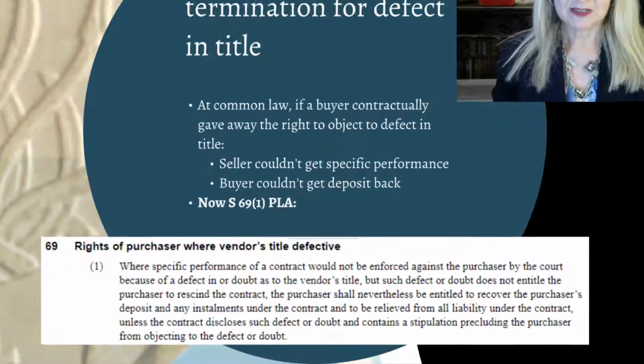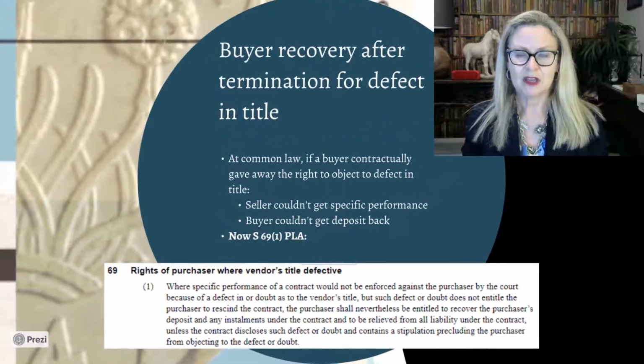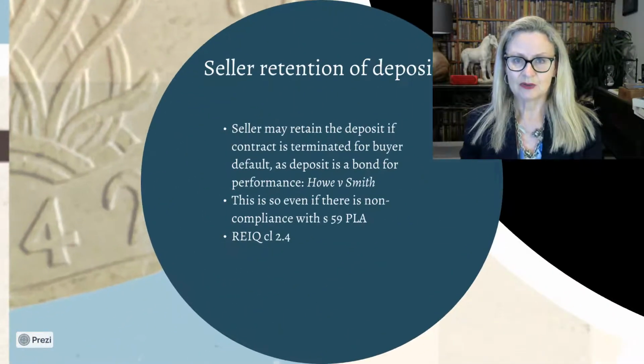And that says where specific performance wouldn't be enforced by a court because of a defect or doubt as to the vendor's title, but the defect or doubt doesn't entitle the purchaser to rescind, the purchaser can still recover the purchaser's deposit and instalments and be relieved from liability under the contract. So that's 69 sub 1 of the PLA there that's rectified that little odd quirk of the case law.